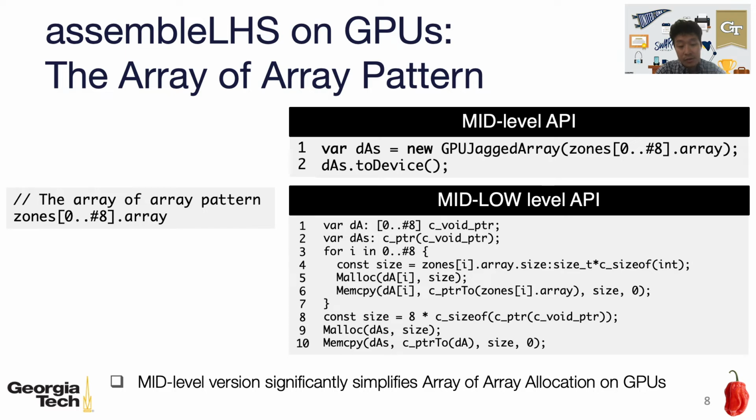Okay, so let's talk about the array of array pattern. Similar to the previous slides, we have a dedicated class for creating an array of array on GPU, which is called the GPU jagged array. And if you compare the mid-level API version with the mid-low level API version, you see that the mid-level version significantly simplifies the array of array allocation on GPU.